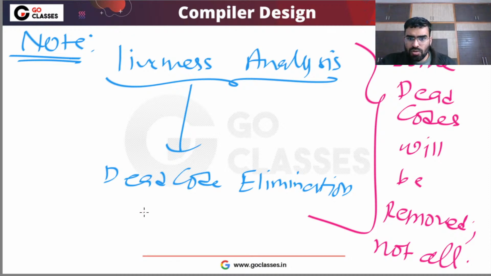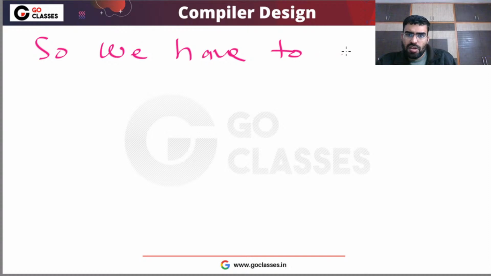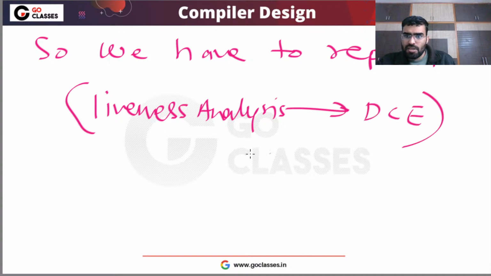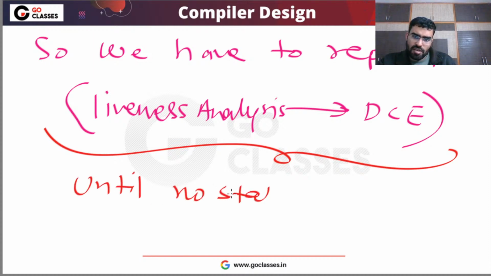So what do we have to do? We have to do it again. We have to repeat this. What do we have to repeat? First you do liveness analysis, and then you do dead code elimination. So you have to repeat this until nothing changes, until no statement is removed. Correct or not? Do you agree?